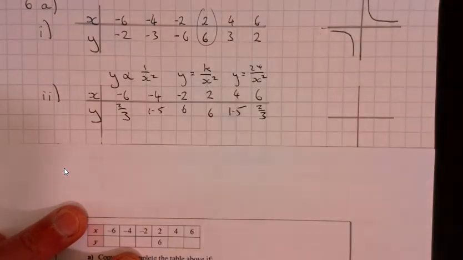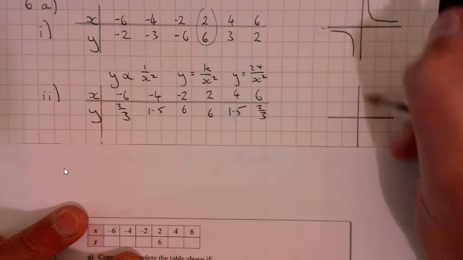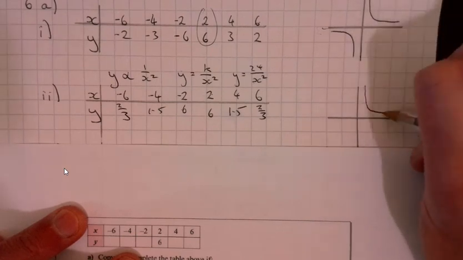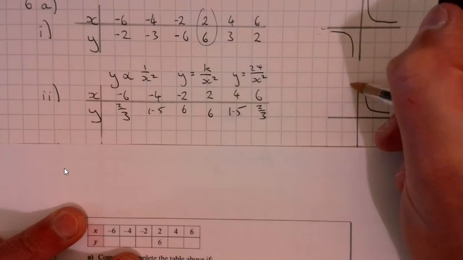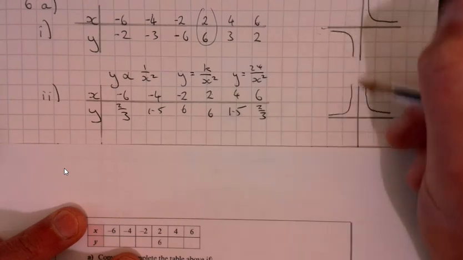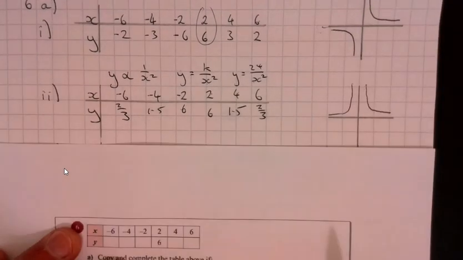What's the graph going to look like when we do this? Well, it's quite similar to this one. It's going to be a bit like that in there. And then this side, it's the same. It's symmetrical about the y-axis, right? Which is kind of quite neat.